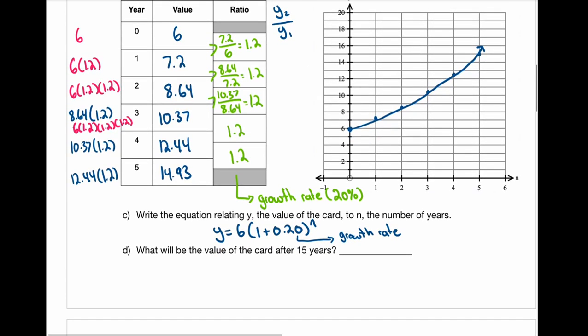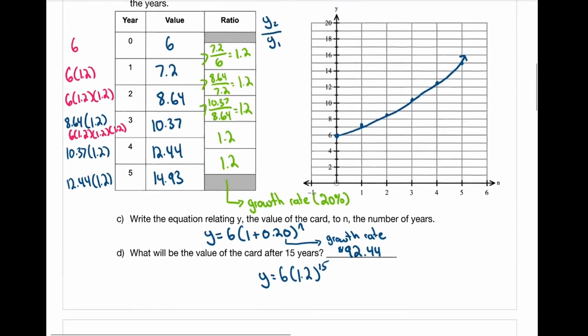So what will the value of the card be after 15 years? Well, I have to plug in 15 for n and solve for y. So 6 times, we can simplify it to 1.2 to the power of 15. As long as we're doing our BEDMAS properly, doing the exponent first, so 1.2 to the power of 15, and then multiply by 6, we get our value of $92.44 after 15 years.